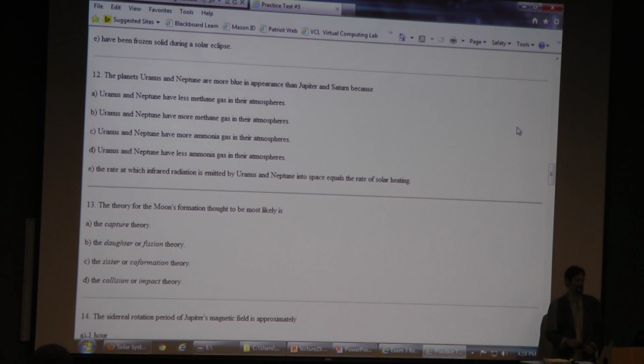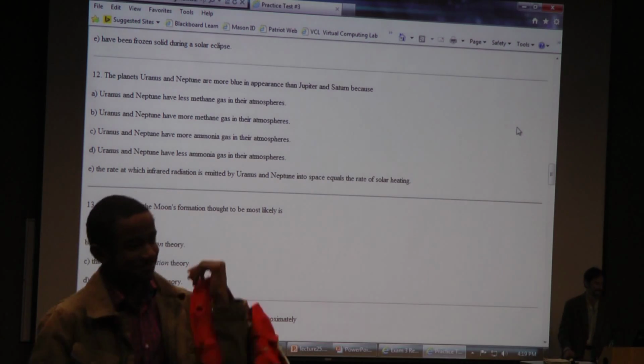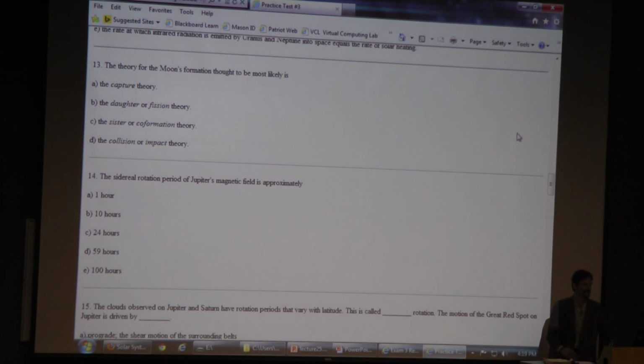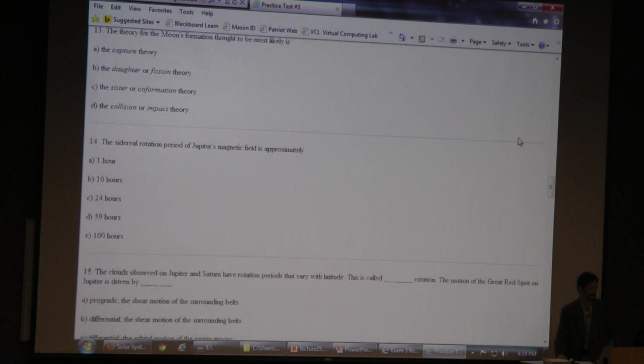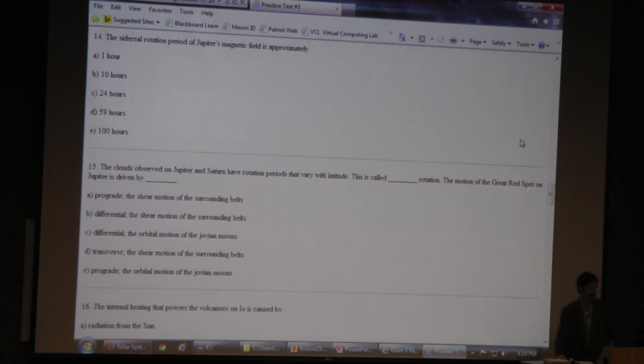The blueness of Uranus and Neptune are because of the presence of methane, B. Theory of the moon's formation. This is another thing we covered during this section of the course. What would the answer to this one be? Yes. Right. Because the other ones seem to be ruled out by various things we talked about. So we think a collision with a Mars-sized body actually led to the formation of the moon.